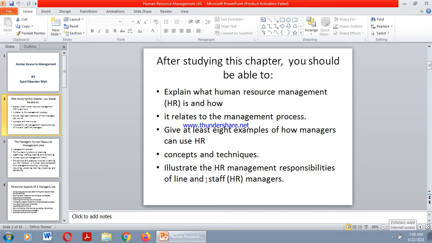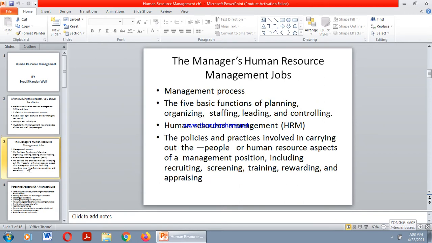Concepts and techniques illustrate the HR management responsibilities of line and staff HR manager. Who is line manager and who is staff HR manager? What is the difference and what is their jobs? Coming to the next slide, boys.